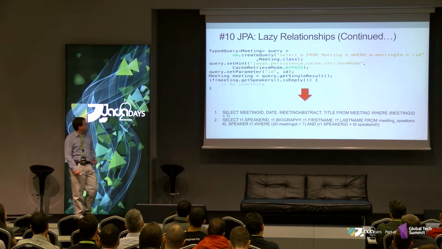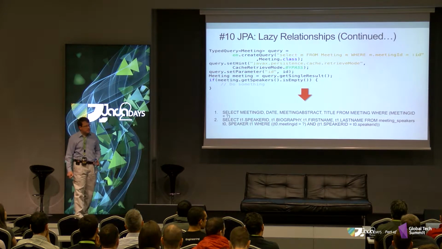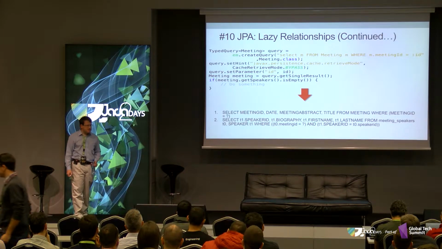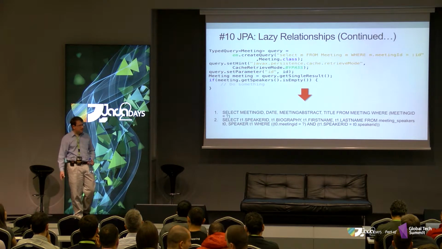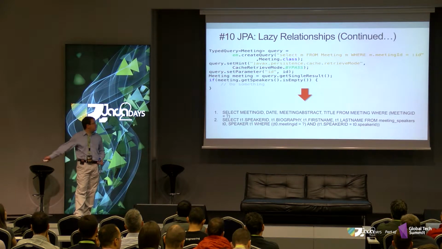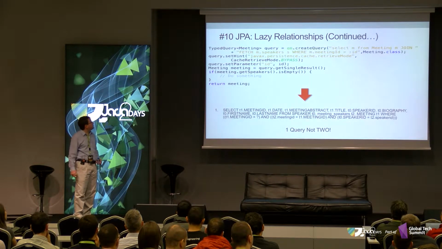Now with that, as you can see with the code, it'll actually execute two different SQL statements. So we retrieve the initial meeting object, and then when we ask for the size, check to see if it's empty or not, a second call will be made to the database, querying for the actual speakers at that point.